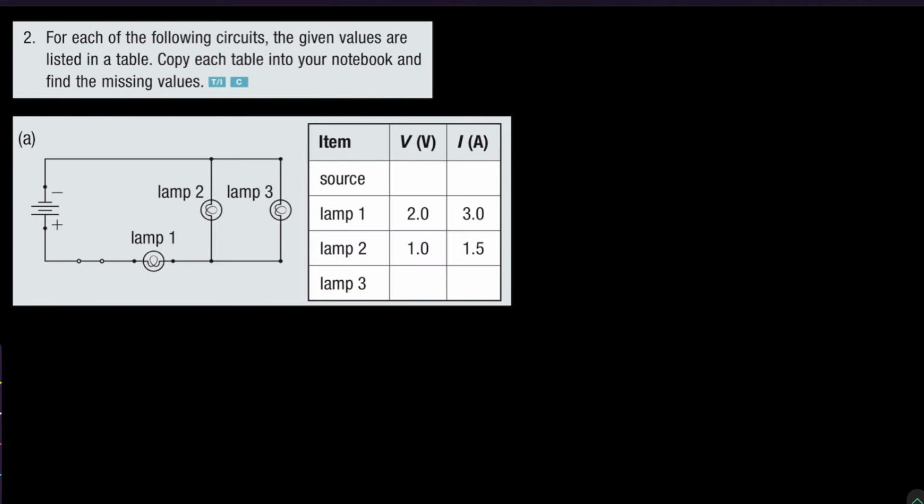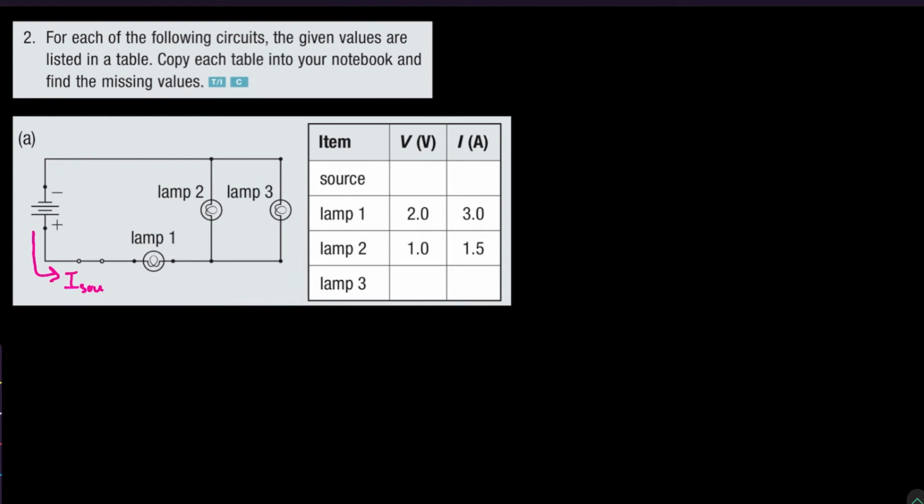For question number 2, we have, for each of the following circuits, the given values are listed in a table. Copy each table into your notebook and find the missing values. Alright, so here we're going to be using Kirchhoff's current law and Kirchhoff's voltage law. And let's look at what we're trying to find. So let's try to see the convention of current is moving along.